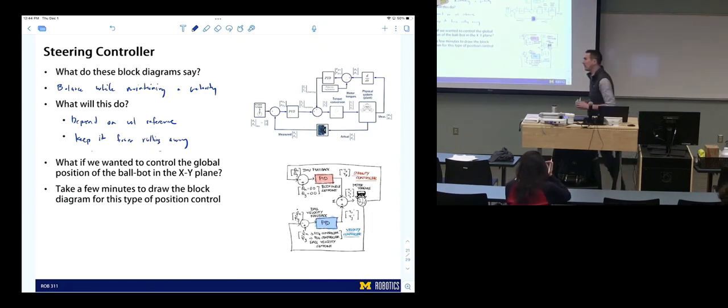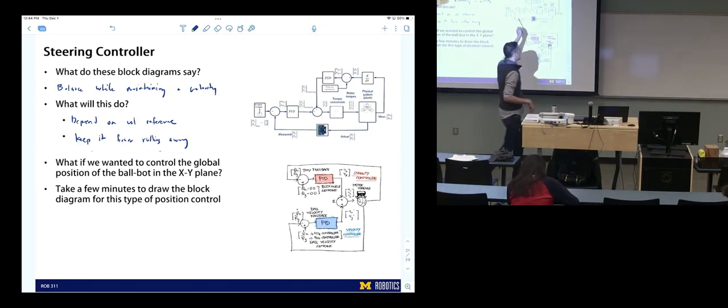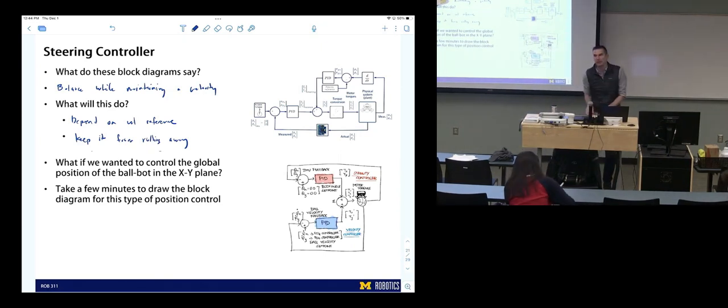And I'm going to draw this too. So I want you to recreate either this diagram or this diagram, whichever one you think makes more sense to you. Recreate it, but include not the velocity component. We're not controlling velocity, but control the position of the ball in the xy plane.